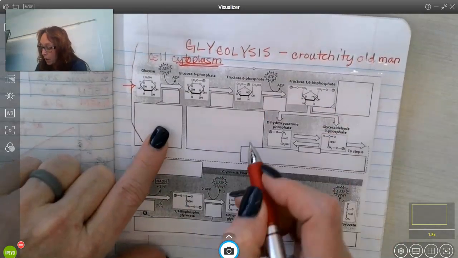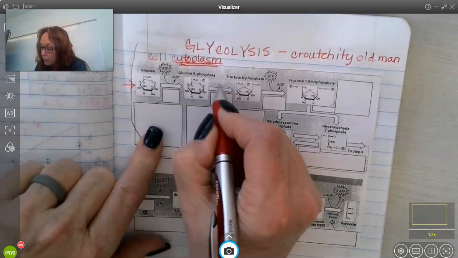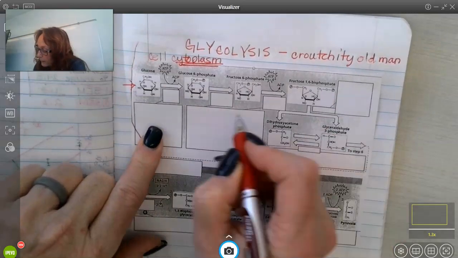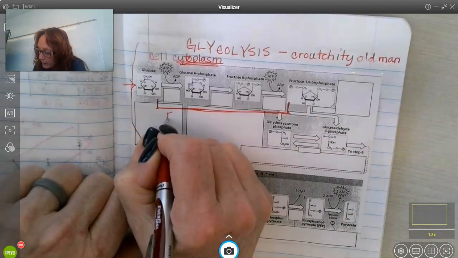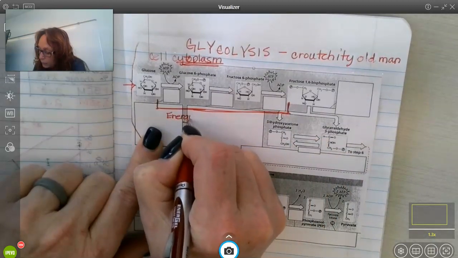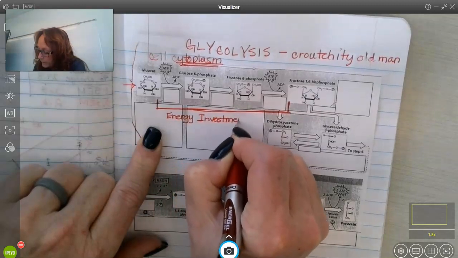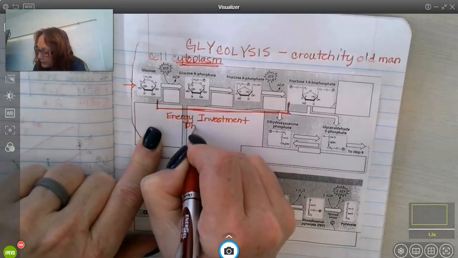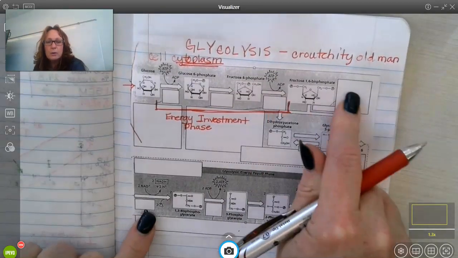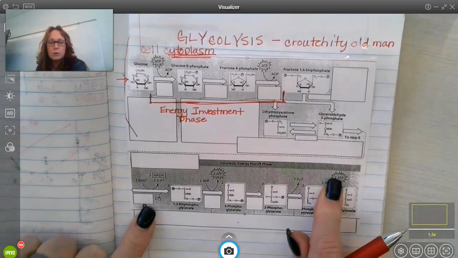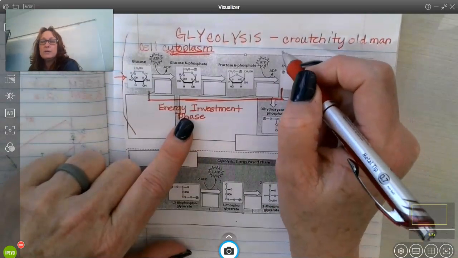So this is often, they don't have the list, they have this down here, but they don't have it up here. Right through here, this part, right through here, is called the energy investment phase. So you spend 2, you make 4, you net 2. Okay, let's go and put what else we know.